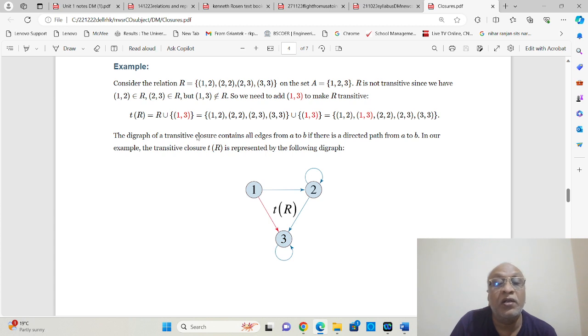How do I get the digraph? So I need to check the edges. Okay. And I see that this missing edge is added: 1, 3. See, 1, 2 is there, 2, 3 is there, but 1, 3 was missing, that was added.